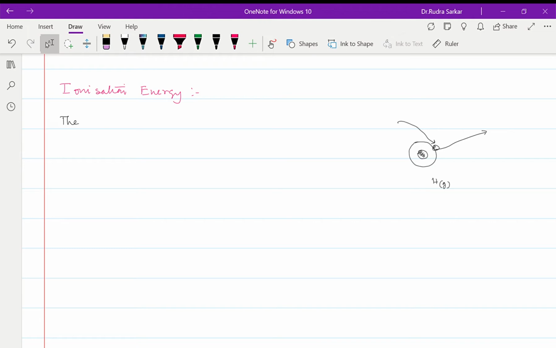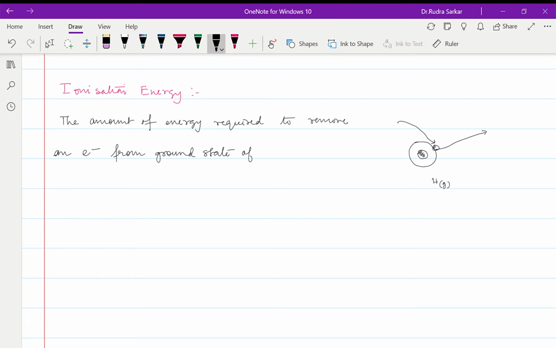So we will say the amount of energy required to remove an electron from ground state, okay, of an isolated gaseous atom, okay. This is the important part, okay. It has to be a gaseous atom.